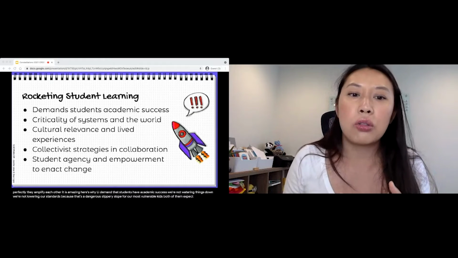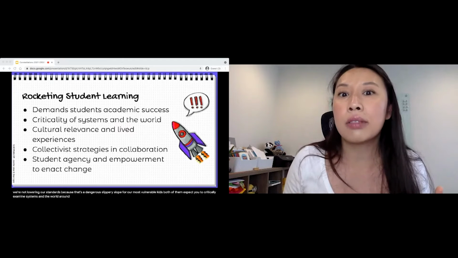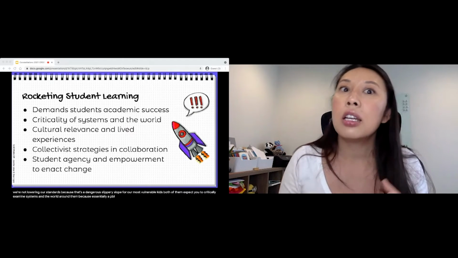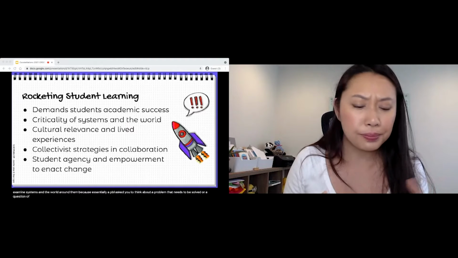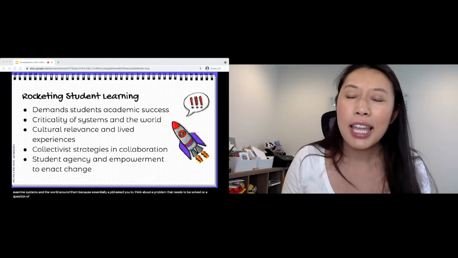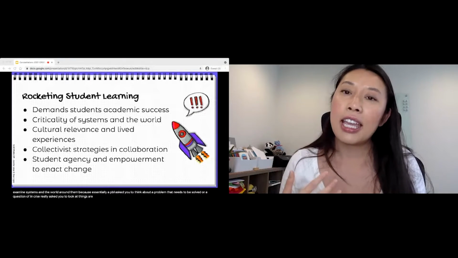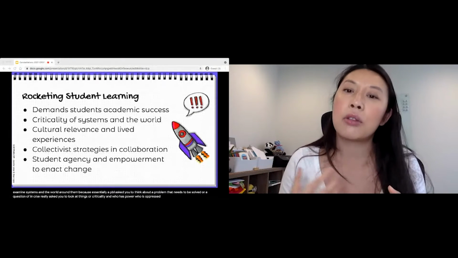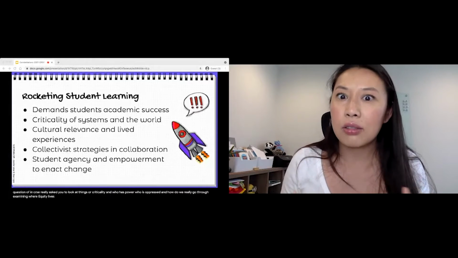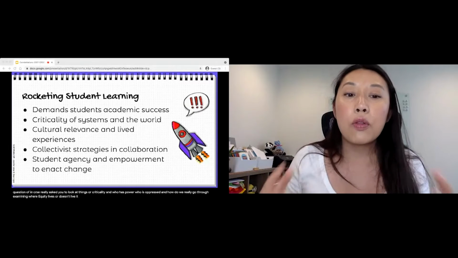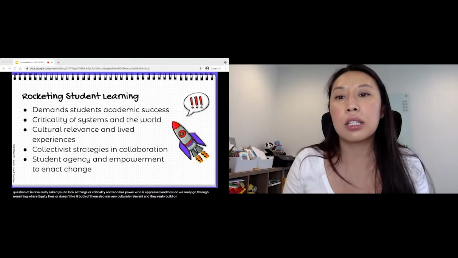Both of them expect you to critically examine systems and the world around them, because essentially a PBL asks you to think about a problem that needs to be solved or a question of what we could do better. And CRSC really asks you to look at things with criticality: who has power, who is oppressed, and how do we examine where equity lives or doesn't live. Both of them also are very culturally relevant and build on students' lived experiences.